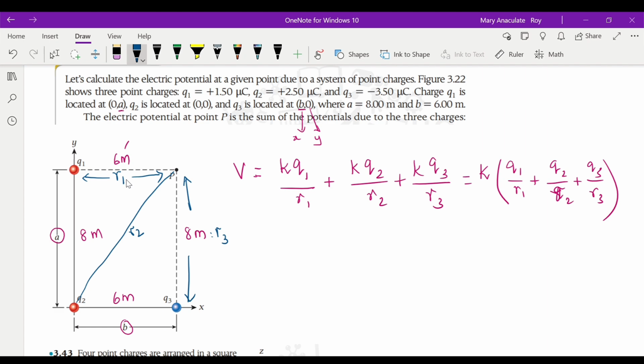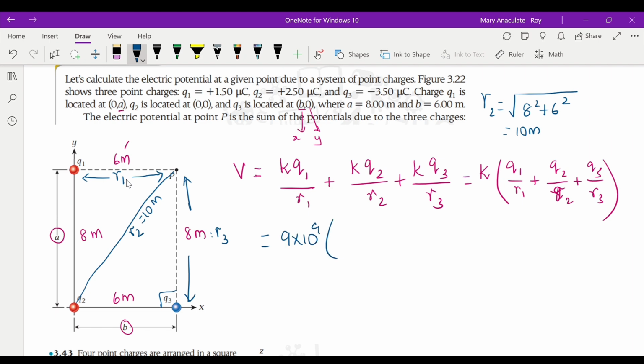careless mistakes. Okay, so we have R1 as 6, R3 as 8, but R2 is not given in the question. So you can find R2 by using Pythagoras theorem, as it forms the hypotenuse of a right angle triangle. So it's a right angle triangle, so R2 is the square root of 8 square plus 6 square, right? It will give you 10 meters. So R2 equals 10. Now we have all the values of the quantities in the formula, so you can directly substitute and get the answer.